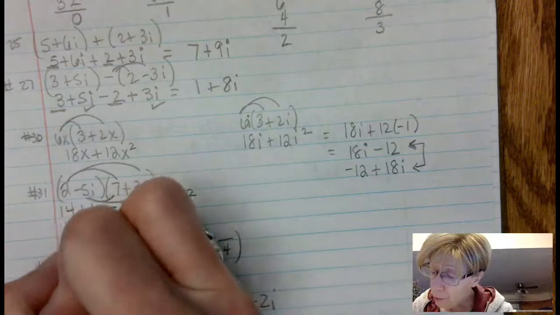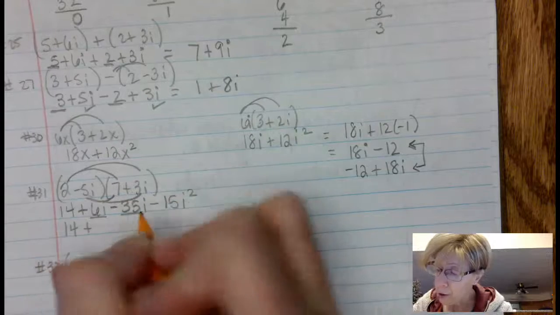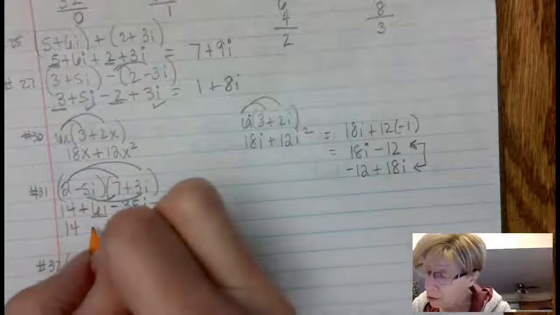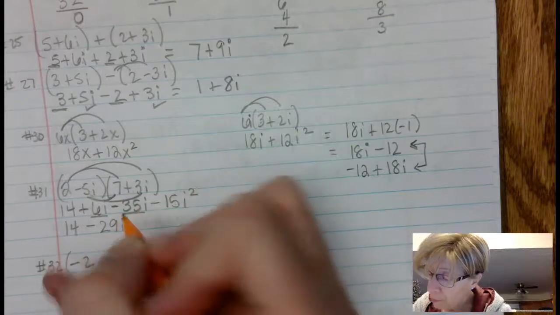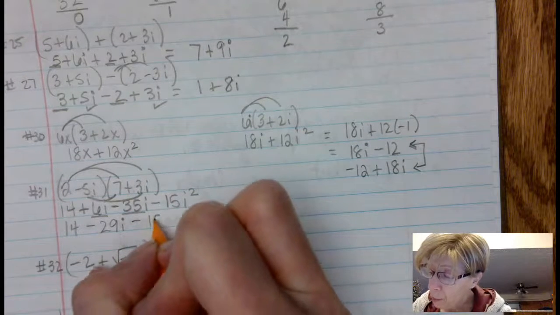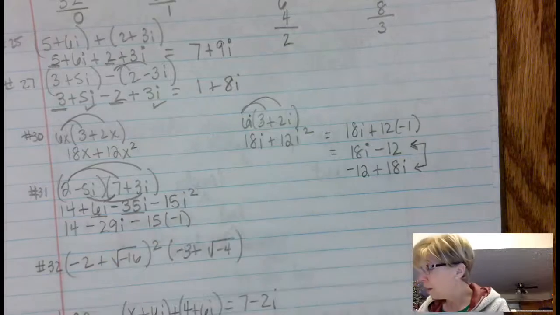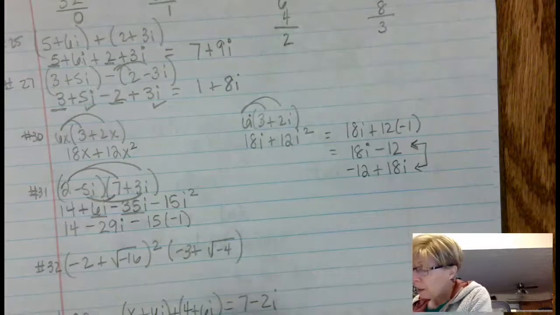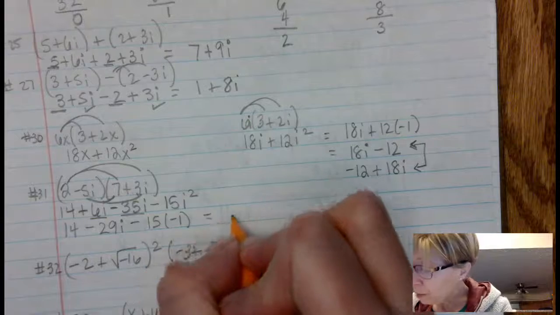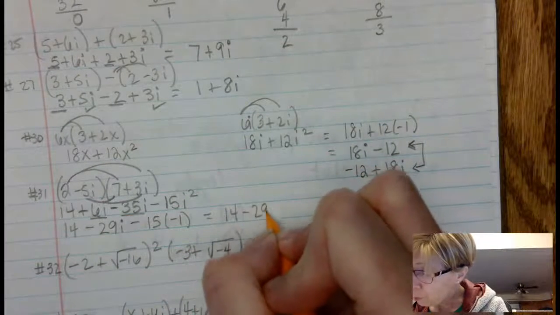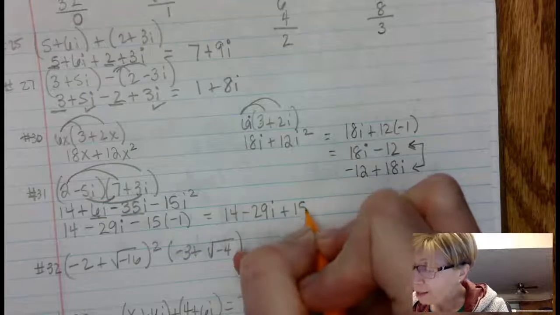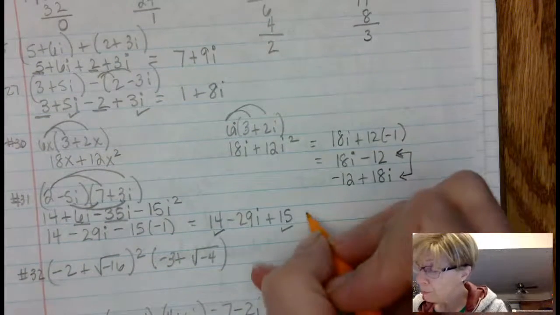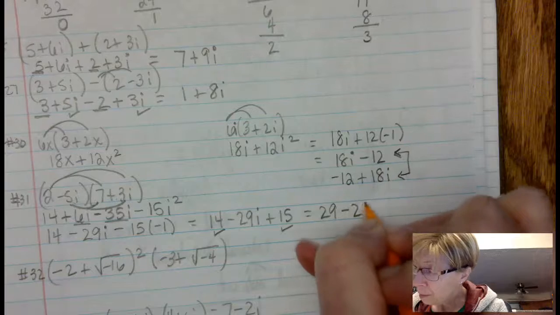And we can simplify here. We get 14. These two terms here with the i's are like terms. And we get, it's not actually going to be a plus, it's going to be a minus, 29i. But once again, a reminder that i squared equals -1. Hence, my post-it note, i squared equals -1. And now that we've got that, this becomes 14 minus 29i plus 15. And now 14 and 15 are like terms. We end up with 29 minus 29i.